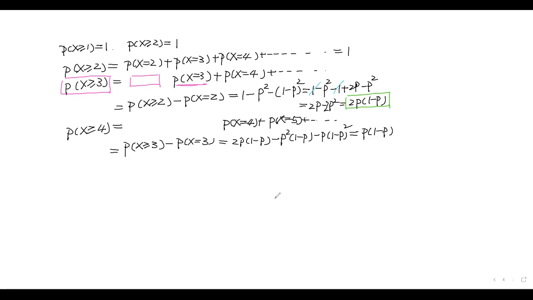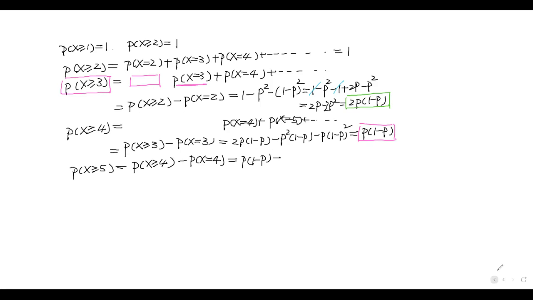Okay, let's do a couple more. Now I think you will see the patterns here, right? All right, so now let's see here, probability x greater than or equal to 5. Just following the previous one, it will be the probability x greater than or equal to 4 minus what? Minus probability x equal to 4, right? So from the previous one, we calculated greater than or equal to 4 is p(1 minus p).